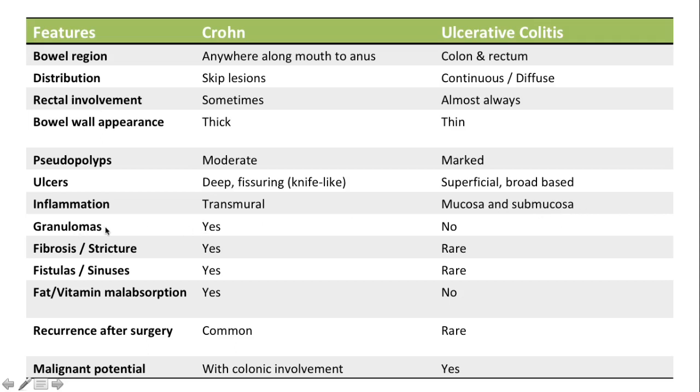Some of the features such as granulomas, fibrosis and stricture, fistulas and sinuses, and fat and vitamin malabsorption can be seen in Crohn's, but are rare to nonexistent in ulcerative colitis. Crohn's also has common recurrence after surgery, but this is not common for ulcerative colitis, and malignant potential applies to both entities.